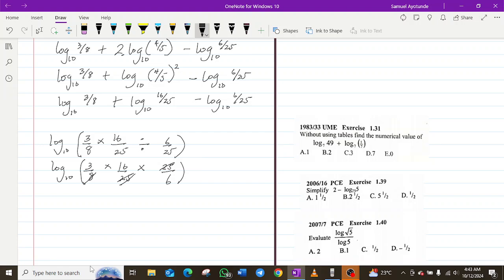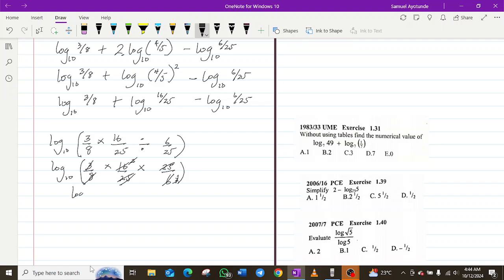Then 8 can take out part of 16, it will remain 2. 2 can take out part of 6, it will remain 3. And 3 can take out 3. So there's nothing left. That means we have 1 left in the bracket.